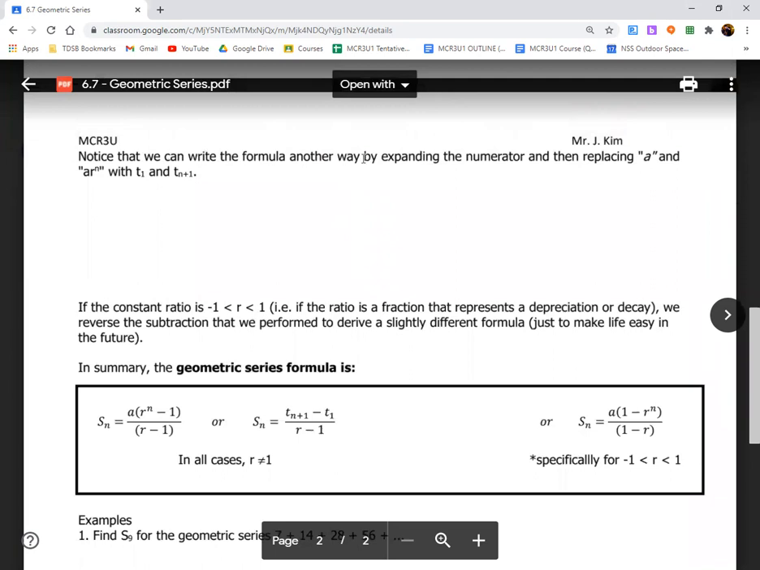Notice that we could find, yeah, you don't really have to worry about that. I'm just trying to show you that there's another way we can write the formula. But I don't think it's as necessary. In all situations, you should be able to somehow derive the first number as well as the ratio.